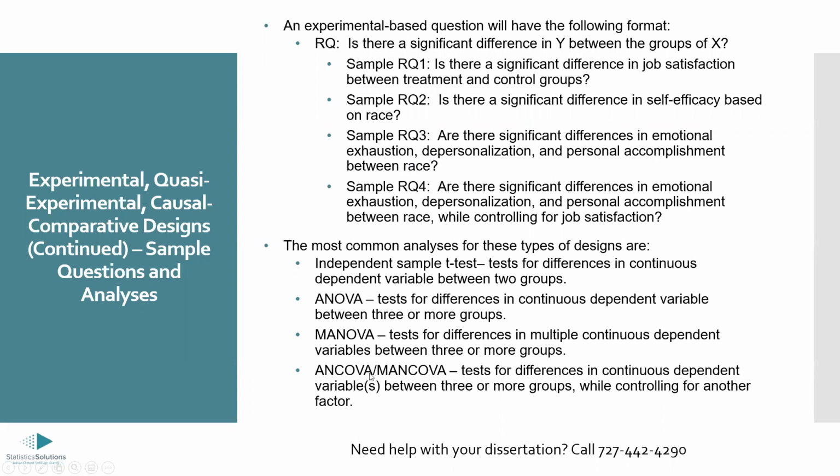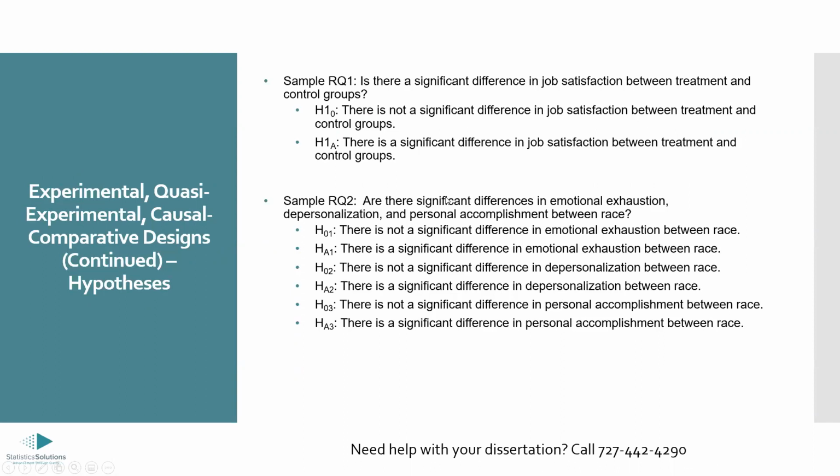And then the final example is an ANCOVA or a MANCOVA. The C stands for covariance. So it's used when you're looking at differences in a variable or multiple variables between groups, but you are controlling for an additional factor. That is sample question 4 right here. Are there differences in these 3 factors between race while controlling for job satisfaction? So that's when you do an ANCOVA or a MANCOVA. Now here we have the sample hypotheses for the research questions.